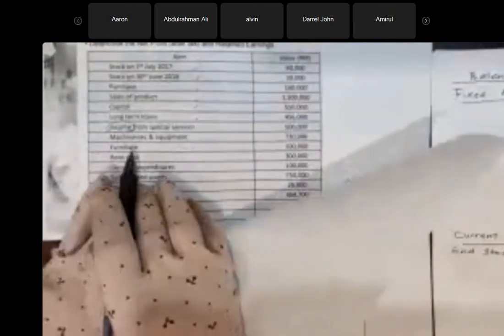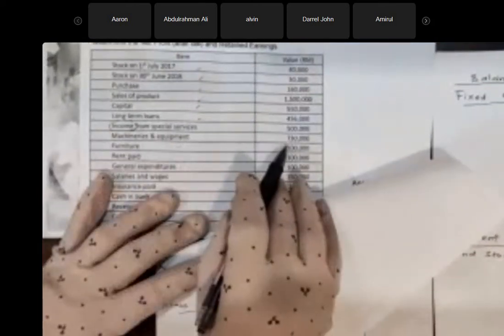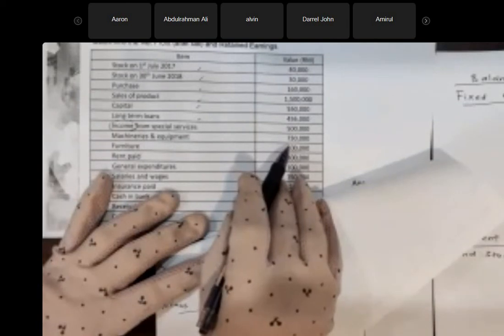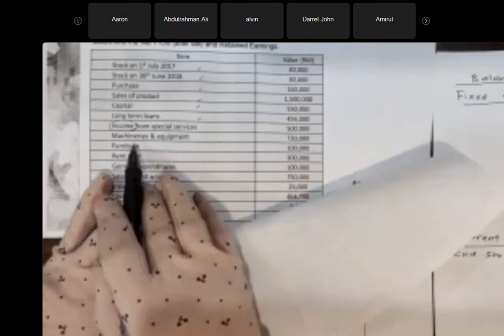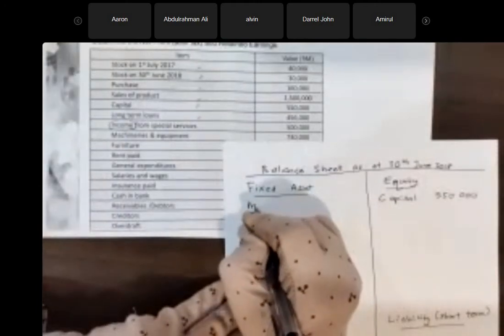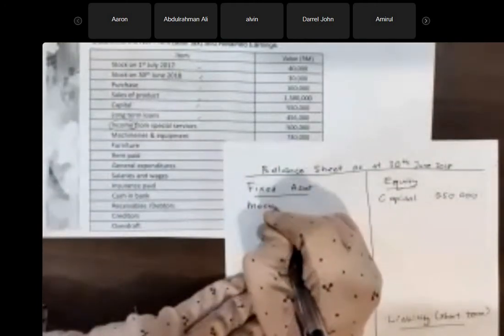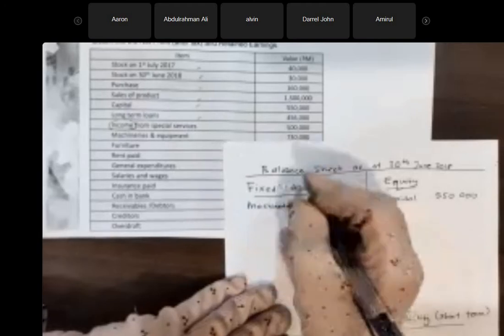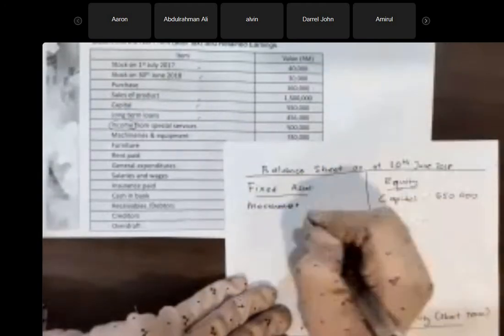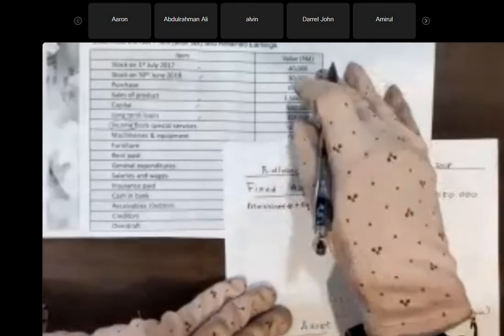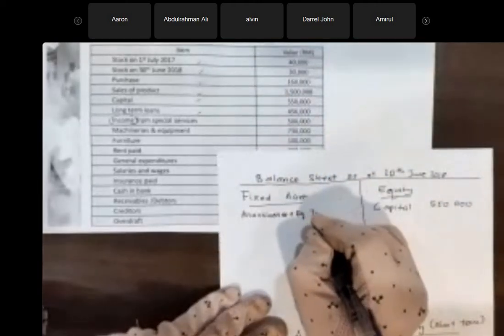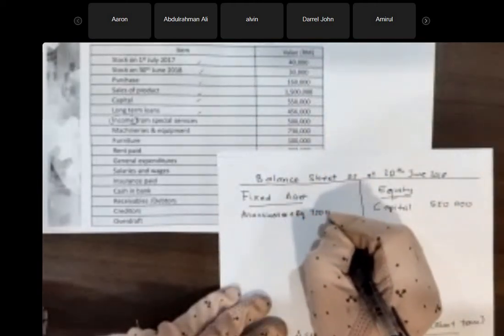Okay, then what? Machineries and equipment should put here, should put with category. Fixed asset. Okay, good. Fixed asset. Okay, so I will put here machineries and equipment. 73,000.